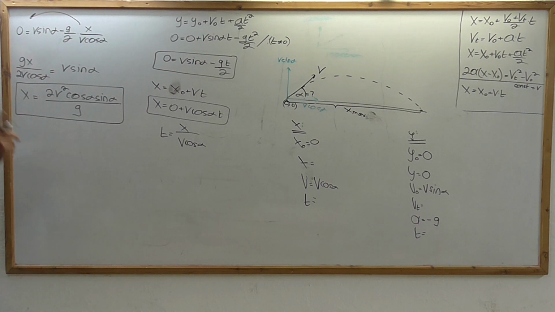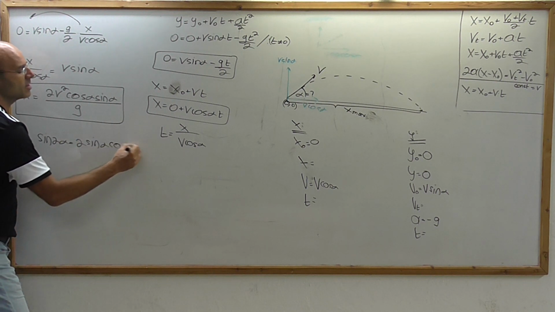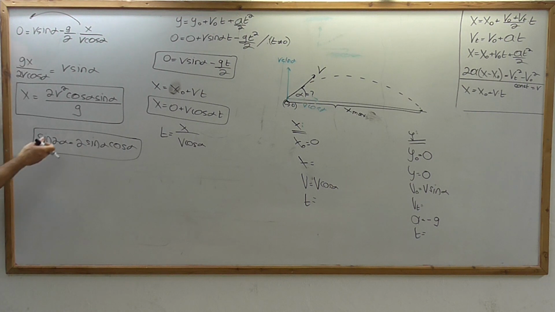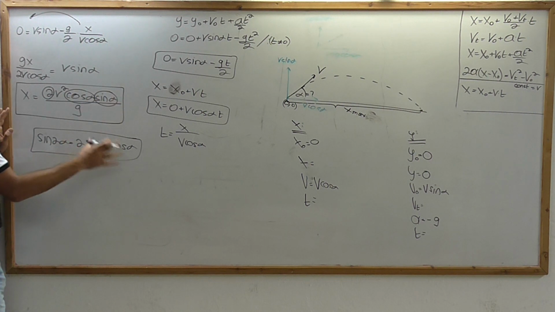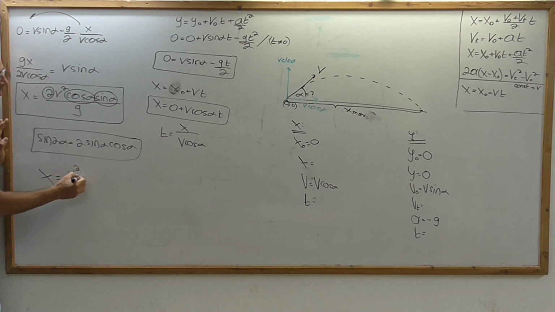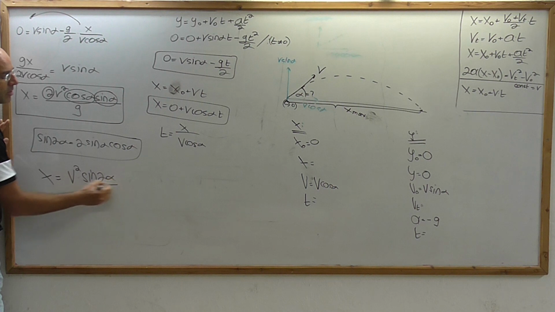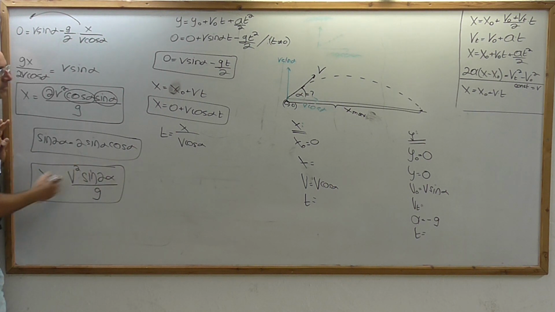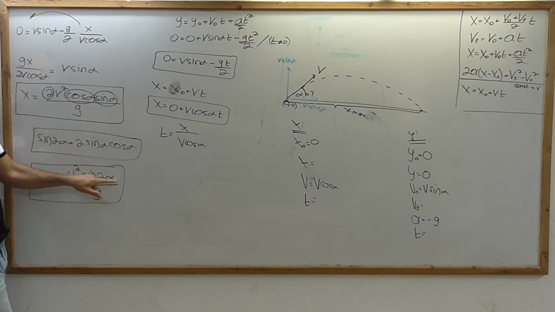Now there is another thing in trigonometry we should know. You will learn it, or you may have known it already. Sine 2 alpha equals 2 sine alpha cosine alpha. This is a known fact in trigonometry. So instead of these three, I can write that. So I'll get x equals v squared multiplied by sine 2 alpha over g. If you saw it in class, maybe you saw this equation; this is how they got it.